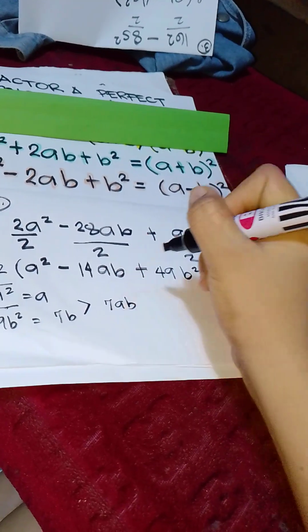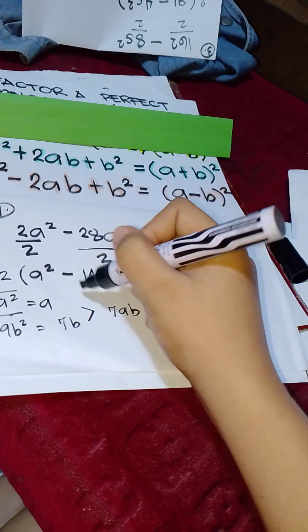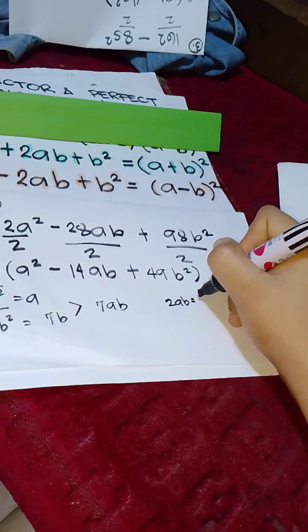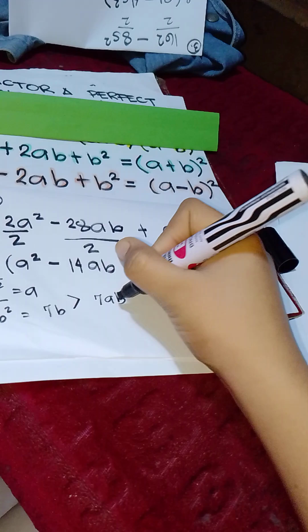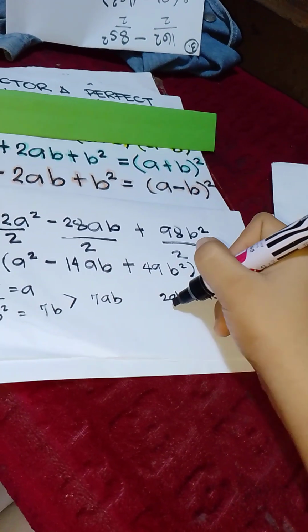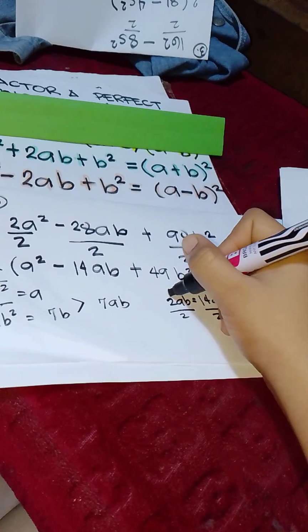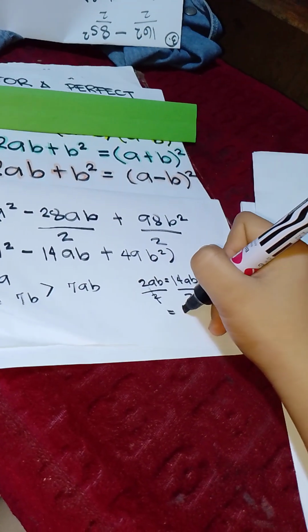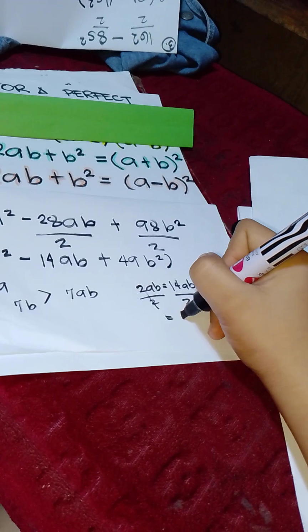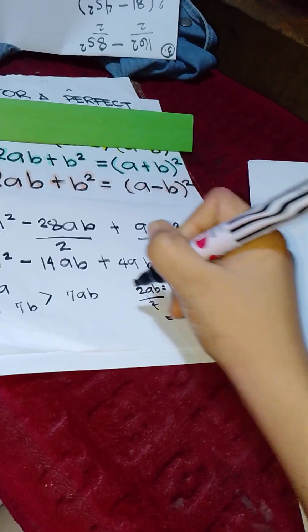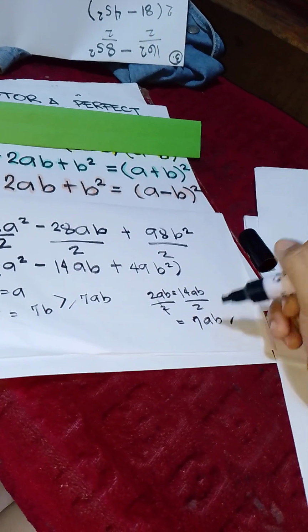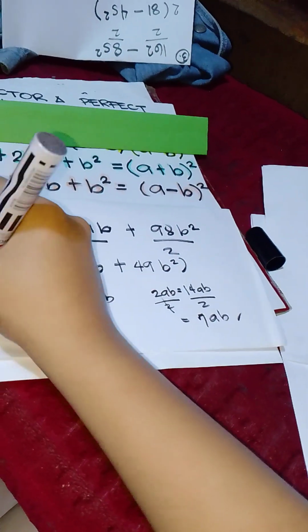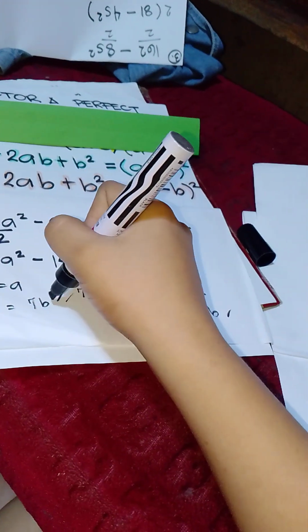And we're going to check the second term. So 2ab is equal to 14ab. To check if this is correct, we are going to divide it by 2 to get ab, and the result is 7ab, which is equal. So we have a, this will be our A, and 7b is our B.